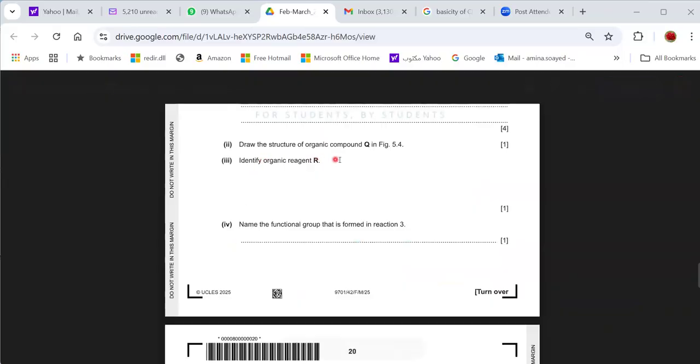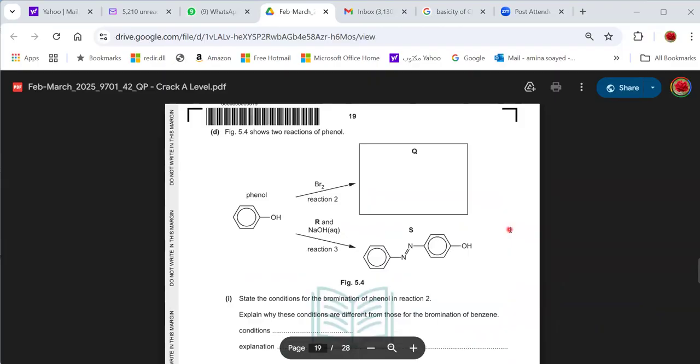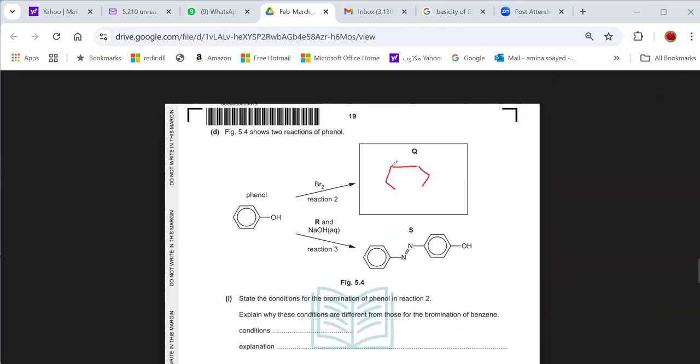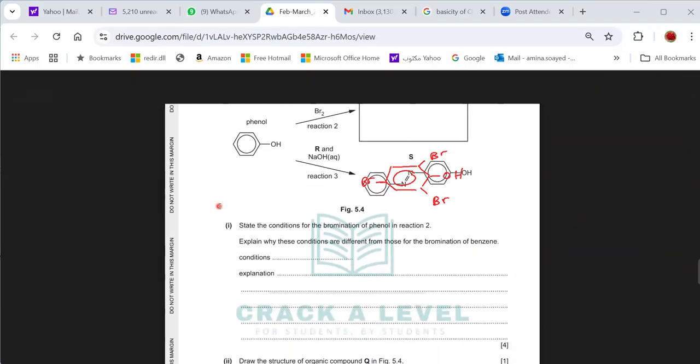They said, draw the structure of the organic compound Q. So here for the Q, we are going to draw the phenol itself. And then we add bromine to get 2,4,6-tribromophenol. So this is the 2,4,6-tribromophenol, which is a white precipitate. And as we know, this is a test for phenols.